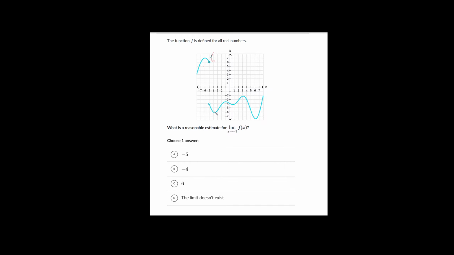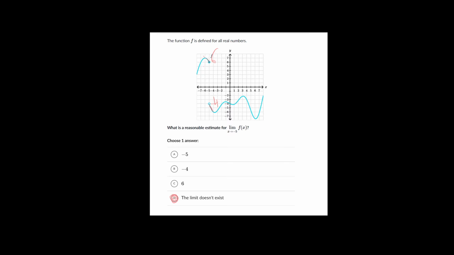Let's see. From the right side, it's approaching what, -4. From this side, it's approaching 6. It's approaching two different numbers, from two different sides, at the same point. That means the limit does not exist. Okay.